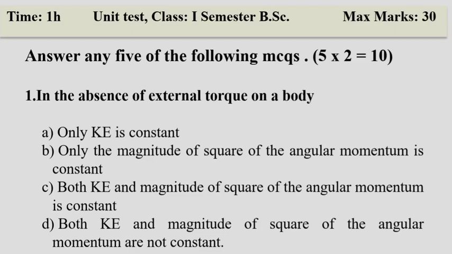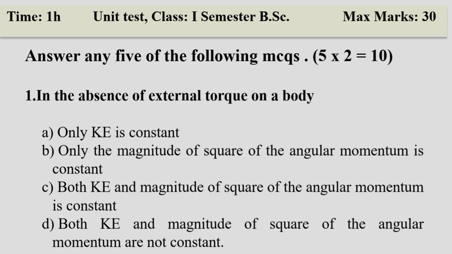The maximum marks for the unit test is 30 marks. You have to answer the multiple choice questions. Answer any 5 of the following MCQs. The first one is, in the absence of external torque on a body: A, only kinetic energy is constant. B, only the magnitude of square of the angular momentum is constant. C, both kinetic energy and magnitude of square of the angular momentum are constant. And D, both kinetic energy and magnitude of square of the angular momentum are not constant.